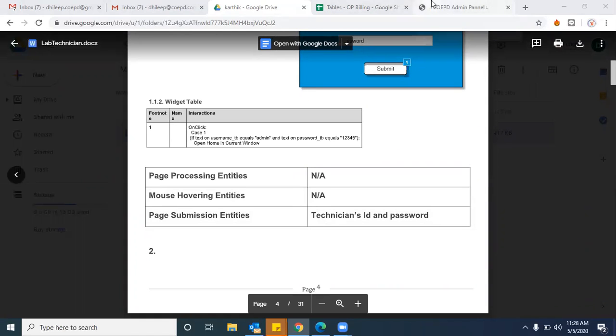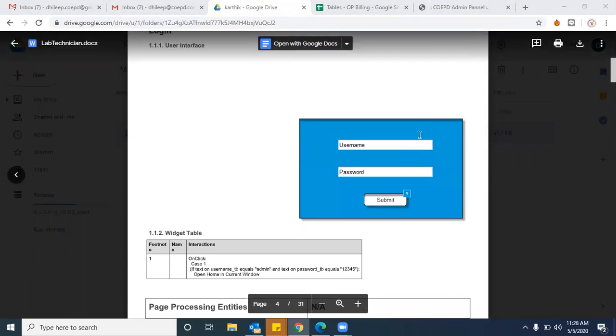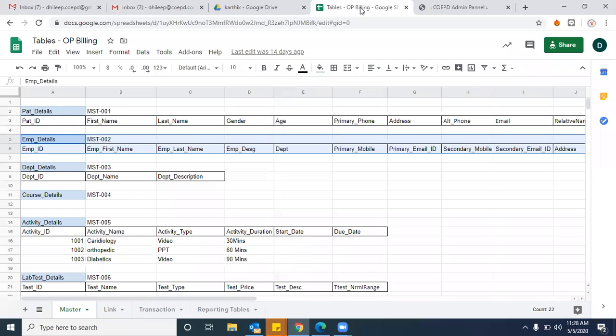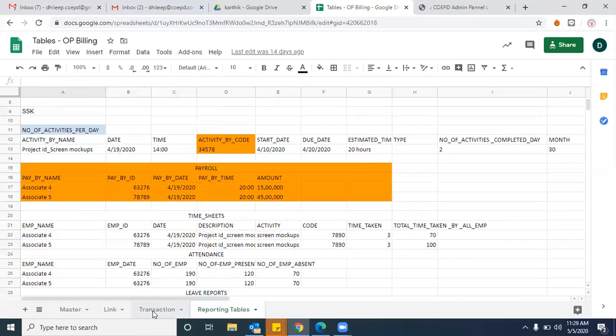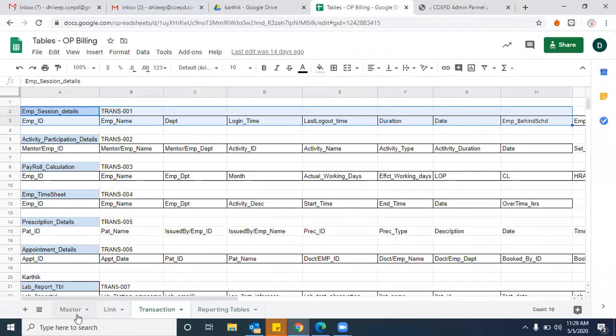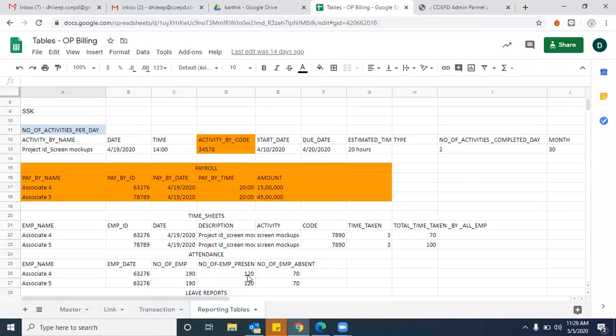Just now we started a new concept. Till now we were working on sprint execution, product release, and reports. Just now we started data modeling. In data modeling, we are pending with reporting tables. Hope you remember. Even for the reporting tables, I want you to work on them. We completed transaction, link, and master tables, if I'm not wrong. Only reporting tables are pending.